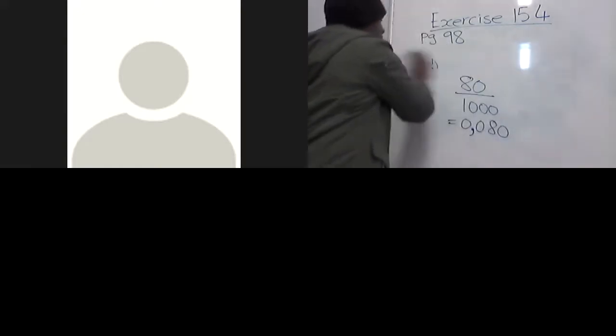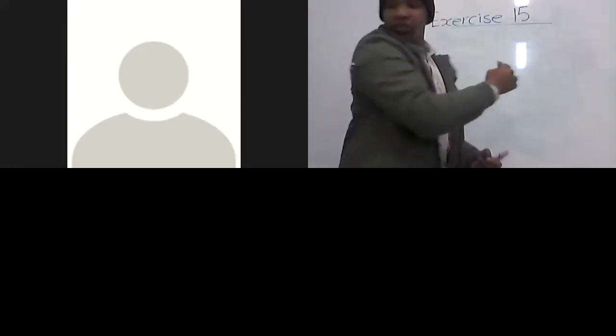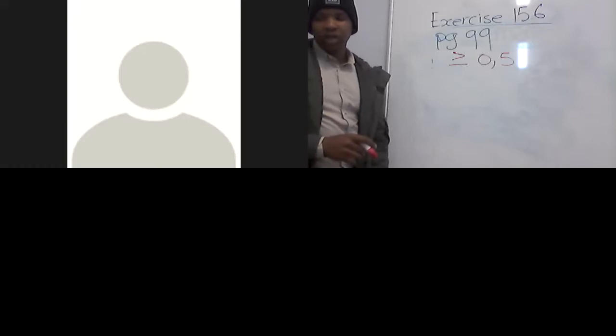Okay. Rounding off. Rounding off your decimals is looking at or estimating your answers. So now I'm on page 99, and I will do just maybe 2 questions since we are running out of time. So this is exercise 15.6, page 99 of your textbooks. It says that decimals greater than or equal to 0.5 become 1. Okay, so if the decimal is greater or equal to 0.5, we convert it to 1. But if it's less than that, we take it down to 0. Okay, it becomes 0.